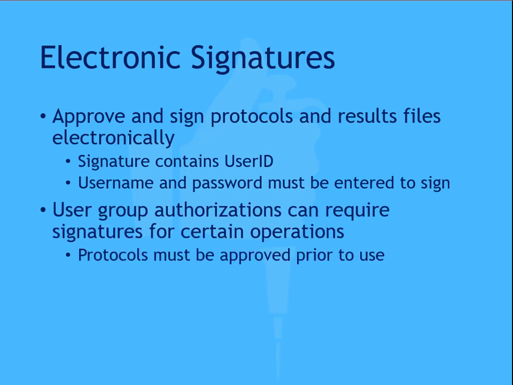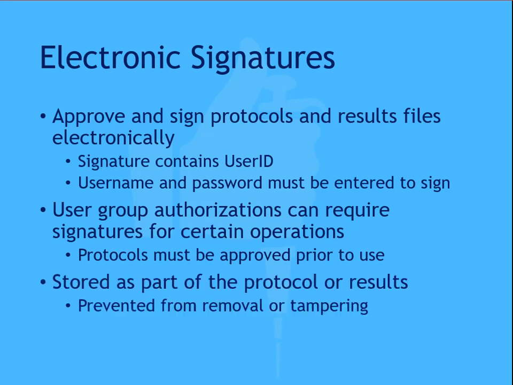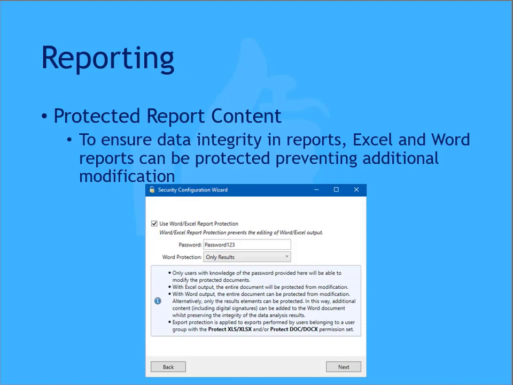By using the user group management tools, authorizations can be configured to require certain signatures to perform operations. For example, protocols must be approved prior to use. The signatures are stored as part of the protocol or results files and are protected from removal or tampering within the MyAssays Desktop software. MyAssays Desktop Enhanced Security also offers additional features to help you secure your reports.